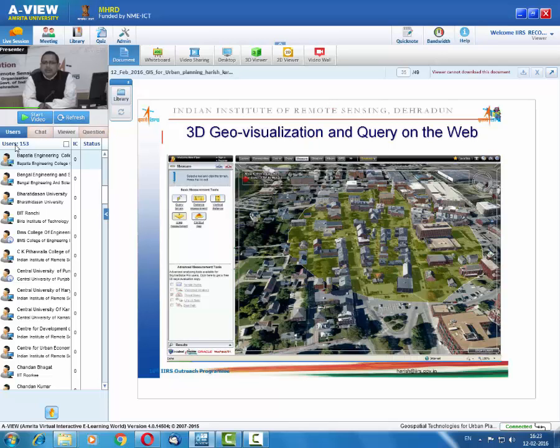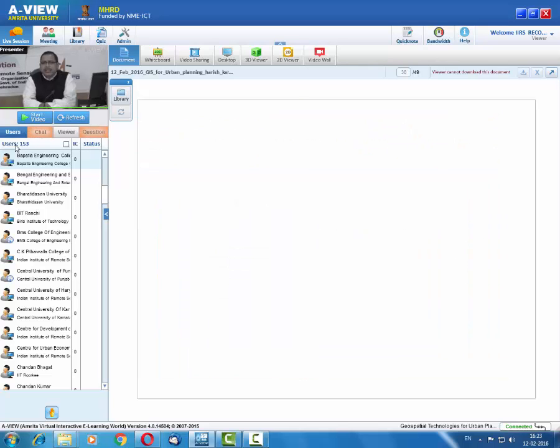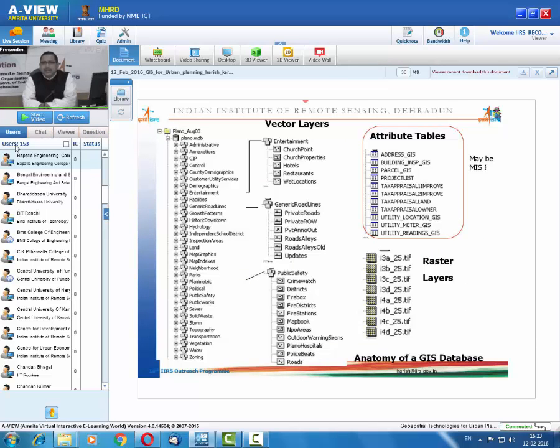Then you can also generate the 3D view of your geography. Here in GIS, Geo-visualization and Query on the web, you can see the complete 3D view of the city presented here. You can see all the houses in the 3D view, the tree structures, and you can also see the road and other landform here in the 3D GIS. So this is basically one typical example of the anatomy of a GIS database.